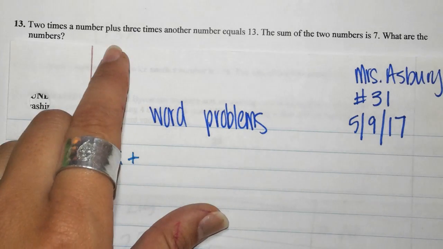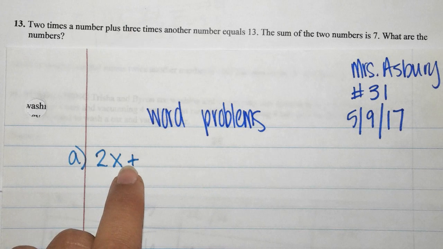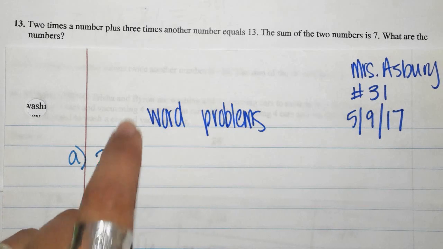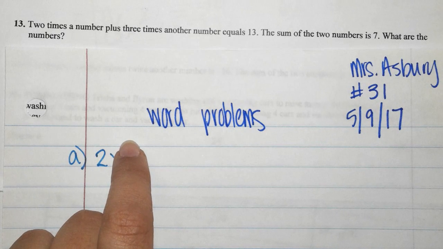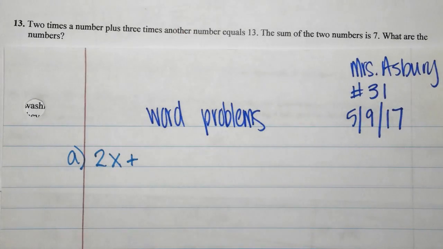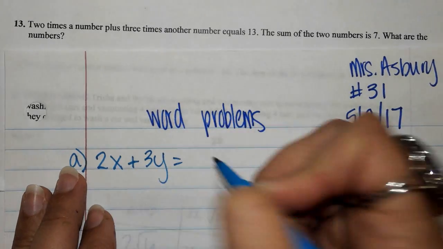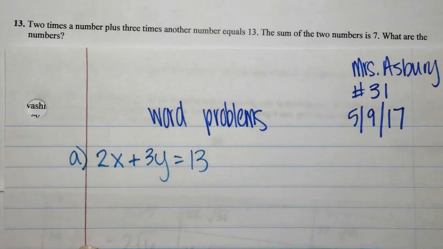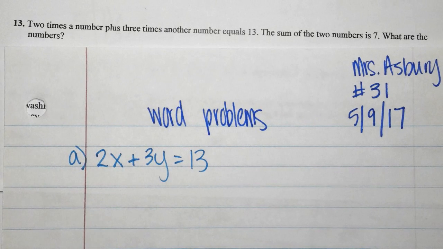Then we have plus. So what do I write next? 3y. I just wanted you to say plus. You write a plus sign. All right, so then it says 3 times another number. So what am I going to write? 3y. Equals 13. Is everybody with me?